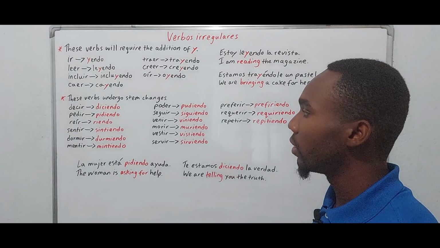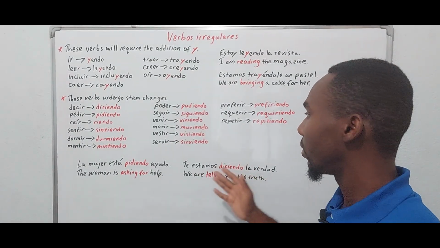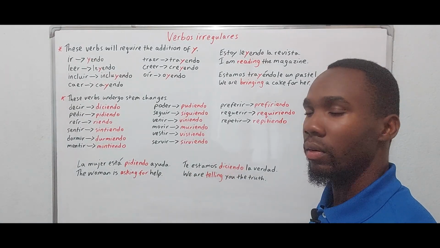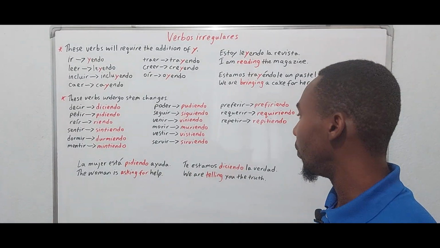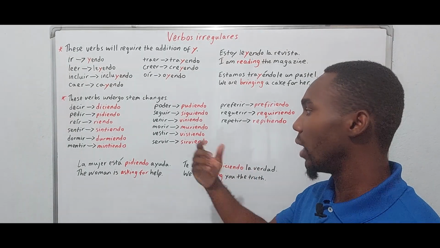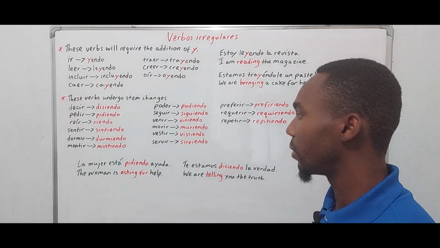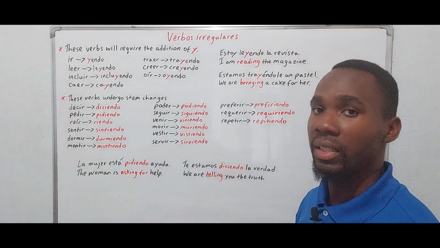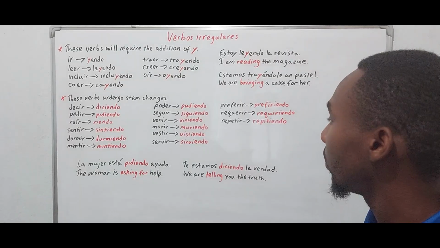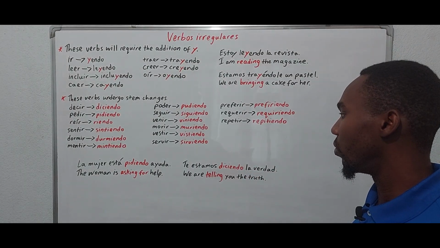Okay, so these are the second irregular group, and of course this is just two examples in which I utilized an irregular form, right? So la mujer está pidiendo ayuda. The woman is asking for help. Pedir means to ask for or request. Te estamos diciendo la verdad. We are telling you the truth.